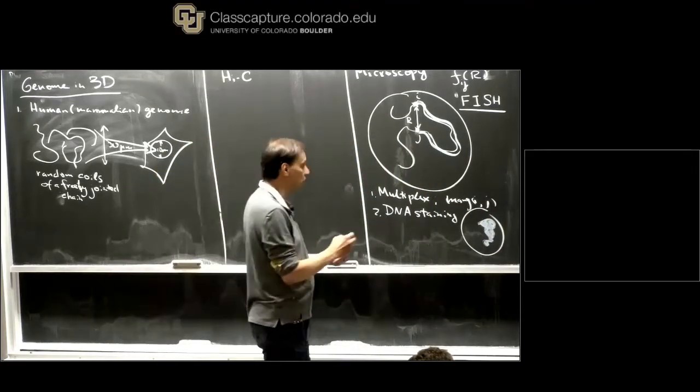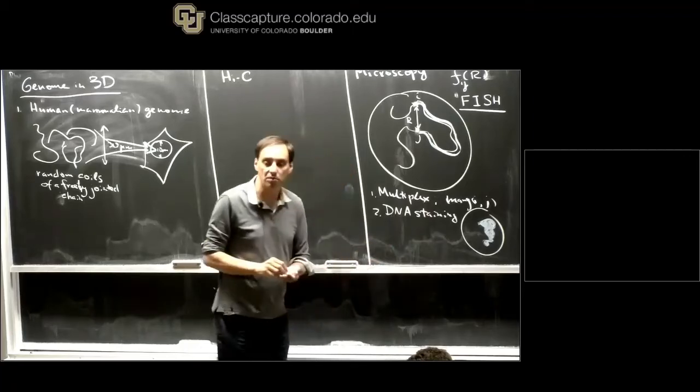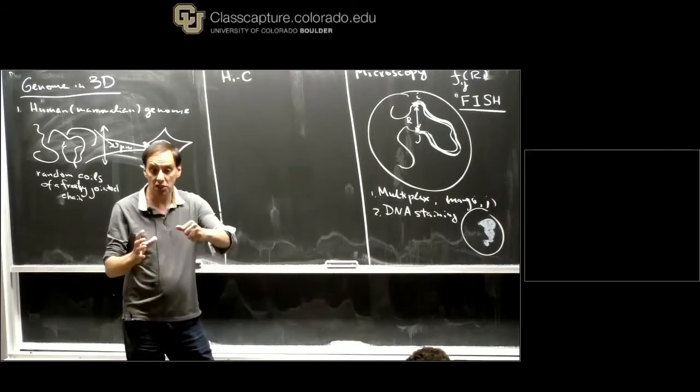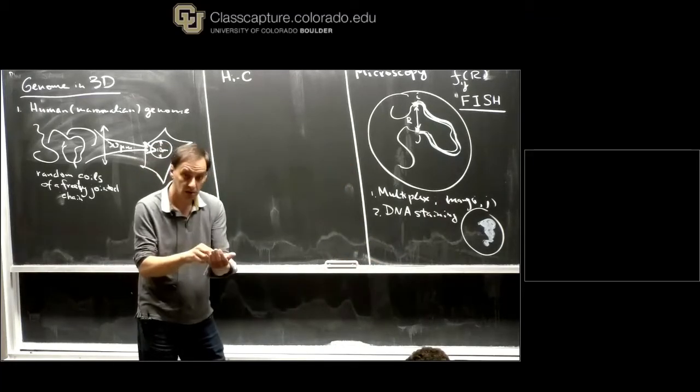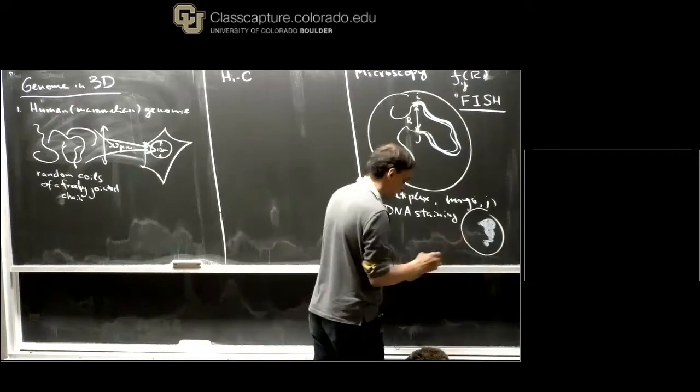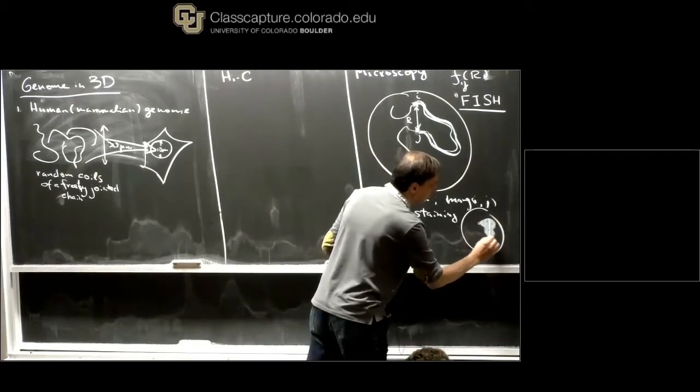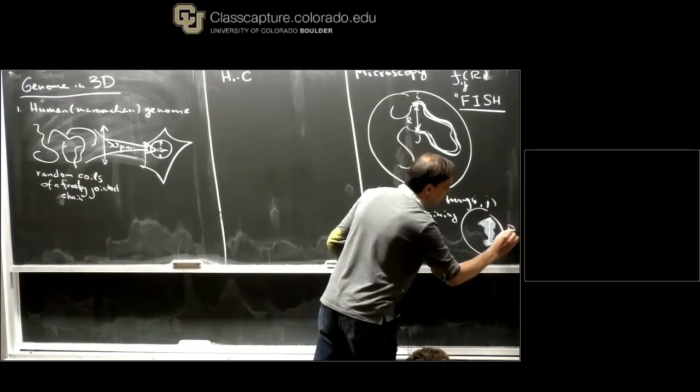In standard FISH, you would see 2 points. So here you cannot measure R of S, but you can measure the size of the object. You can measure, for example, the radius of gyration of this, and that's going to be your R.